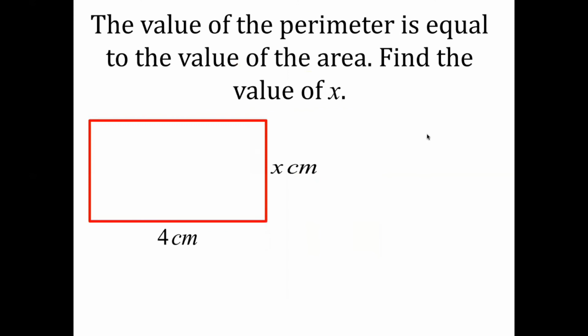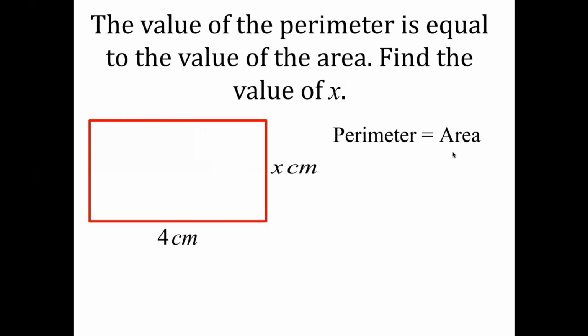Okay, let's go ahead and look at this problem. Previously in lesson 1.2, we also did a problem that associated shapes with the concept we were learning. This is kind of the same idea, except we'll be doing these certain equations where you have variables on both sides. So we have: the value of the perimeter is equal to the value of the area. Find the value of x.